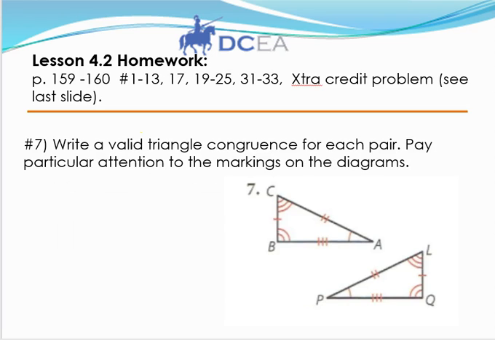Lesson 4.2 homework is number 1 through 13, 17, 19 through 25, 31 through 33. I believe on your lesson plan it said also 38, do not do 38. There is an extra credit problem at the end of the last slide. So as a few examples, number 7, write a valid triangle congruence for each pair. Pay particular attention to the markings on the diagrams.